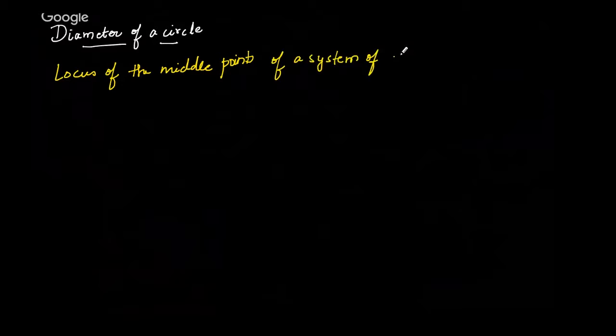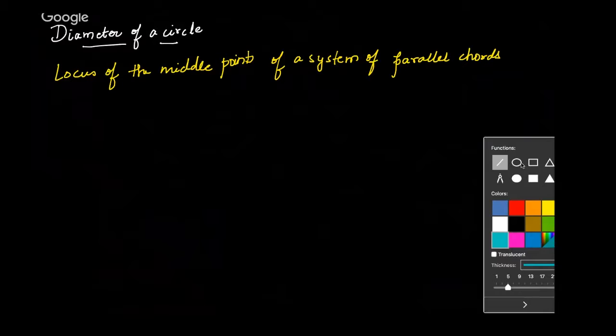But if you go by the actual locus definition, a diameter is defined as the locus of the middle points of a system of parallel chords of a circle. Because I'll be using this definition in other conics as well. So the locus of the middle point of a system of parallel chords becomes the diameter of the circle. So we'll also have a concept of diameter in case of other conics, and we'll be using this definition.